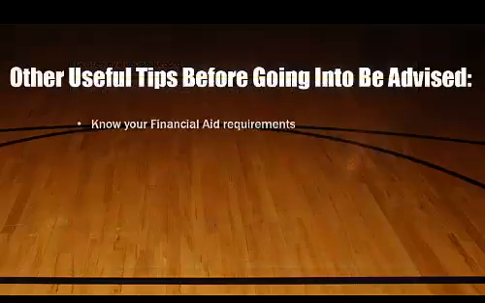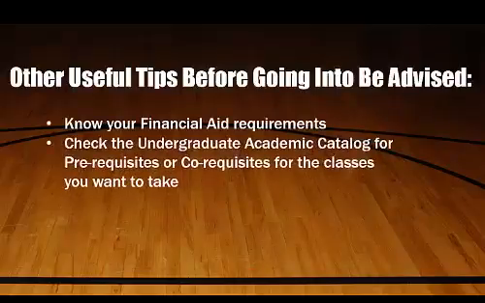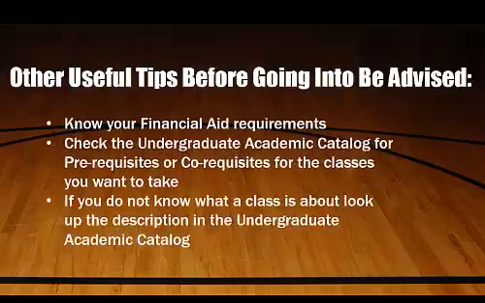Some helpful tips before going to your advising appointment is to know your financial aid. You will need to talk with the financial aid advisor about that because your advisor may not know the rules for your exact financial aid. Then you can use the undergraduate catalog to find prerequisites and co-requisites for classes that you may want to take. So you want to make sure that you are able to take the classes you want to take, so you can find that information in the catalog. You can also look up the class descriptions if you're wondering what a class is going to be about.